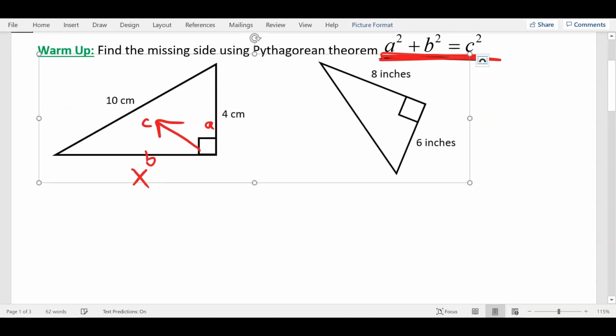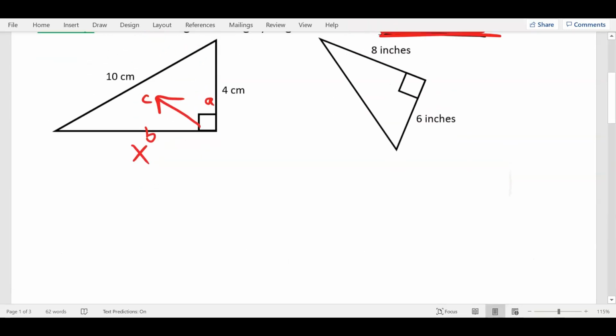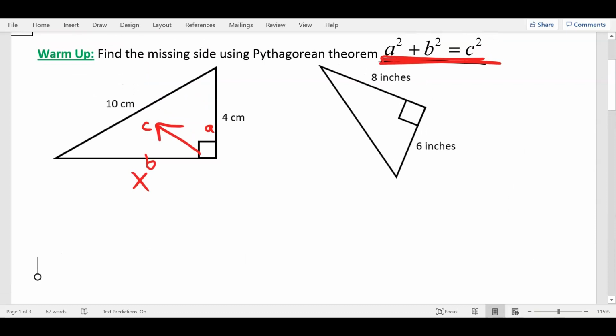Okay, so can we do the Pythagorean theorem? I'm not going to rewrite the theorem. I'm just going to plug stuff in. So A squared plus B squared equals C squared. This is what we all got to know, right? So let's plug stuff in. Instead of A, I'm going to put 4 squared plus B, I'm going to put X squared equals C, which is 10 squared. Okay, this is the hardest thing for some people because X is not always over here. Sometimes you're missing a leg. It goes right there. Now, let's do some math.